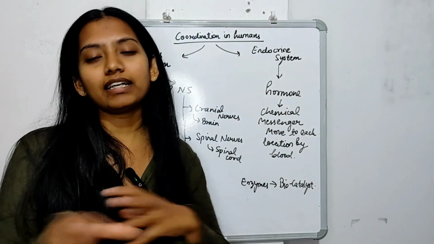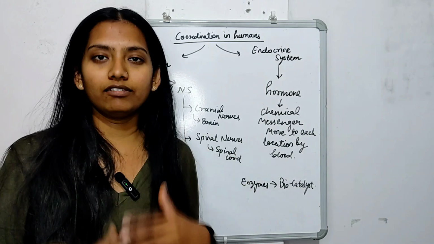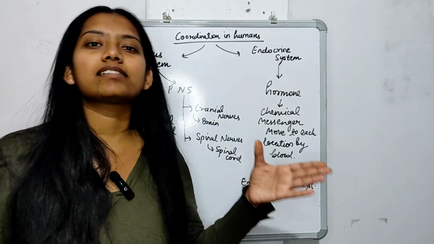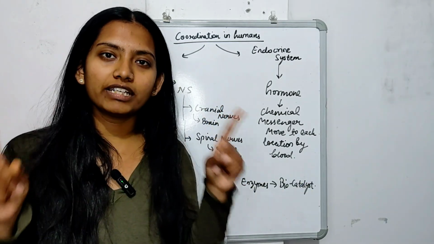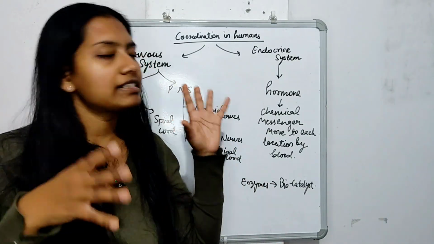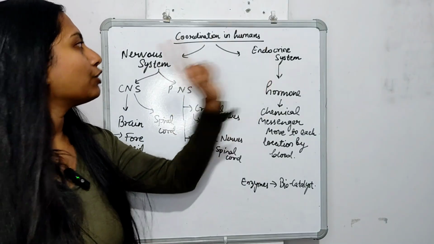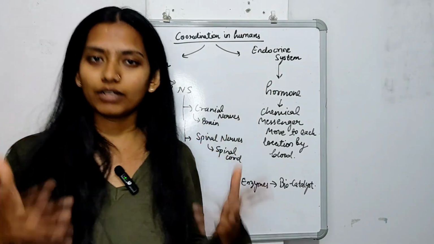How do our brain and our spinal cord and everything coordinate in our body, in our organs and everything? How does that happen? So we'll understand together how the coordination and control happen in our body. We will study everything in this topic and in this chapter. Yes, we have the coordination in humans. We have two types of system in our body.